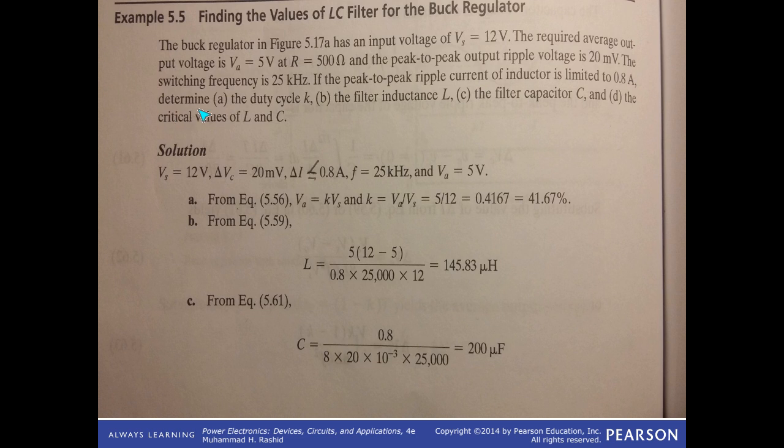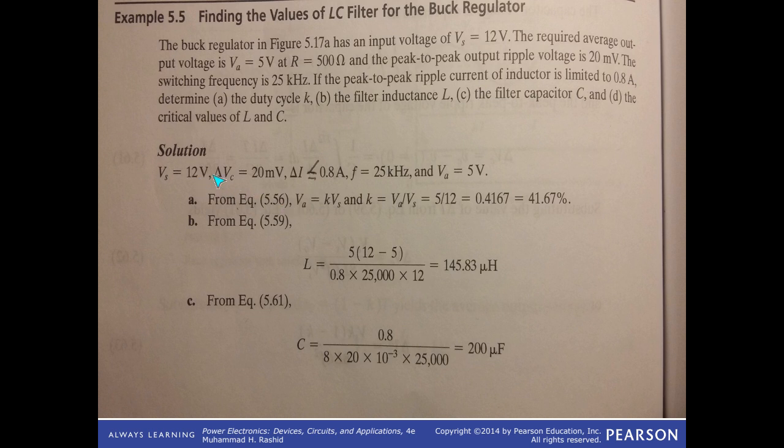Determine the duty cycle, filter inductance L, and filter capacitor C, and the critical values of L and C. Now we understood the problem. Voltage is going to be reduced from 12 to 5, but resistance is already given. And also current fluctuation and voltage fluctuation are given. The maximum values are given. So delta I and delta V could be calculated.